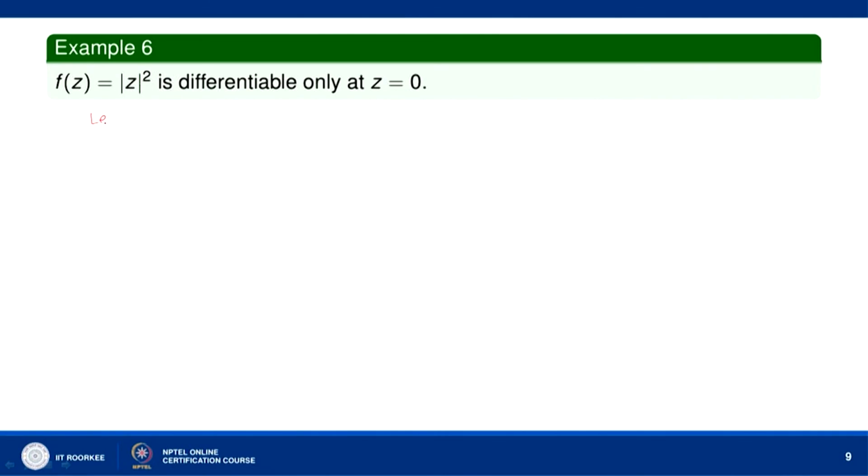So, let us consider f(z plus delta z) minus f(z) divided by delta z, and take the limit of this as delta z goes to 0. So, when f(z) is equal to mod z square, f(z plus delta z) will be mod of z plus delta z whole square.